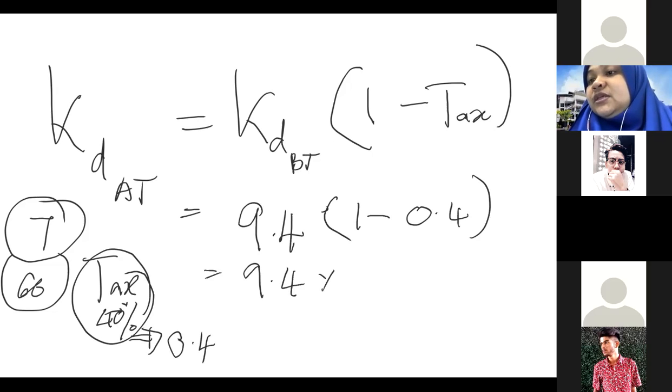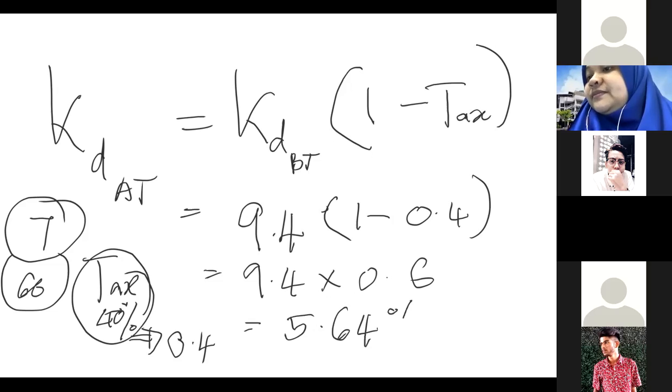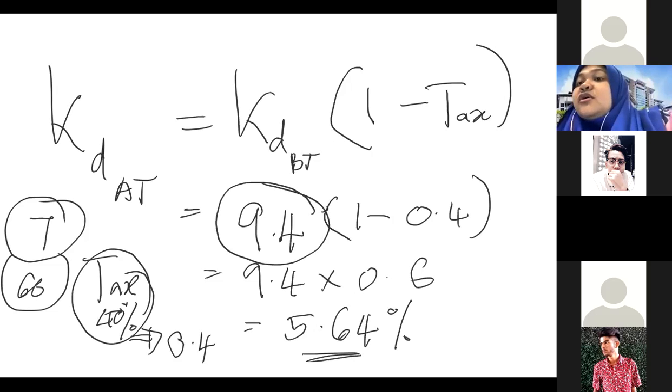So it means 9.4 times 0.6. So the answer is, you can get the answer straight away, you can get the answer of 5.64%. You know why? Because this, you do not convert it into decimal. You just make it as 9.4.